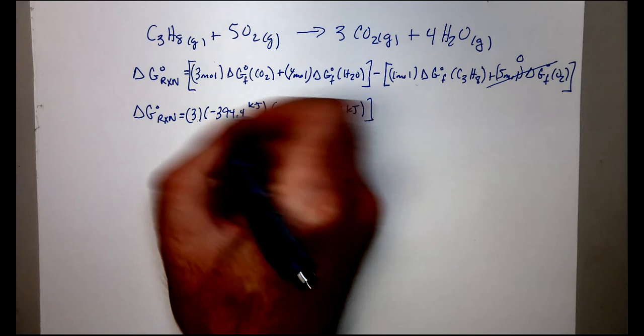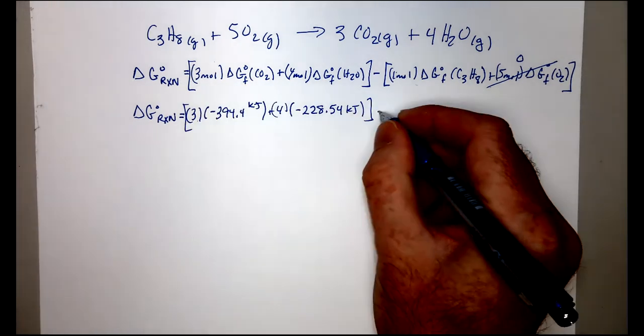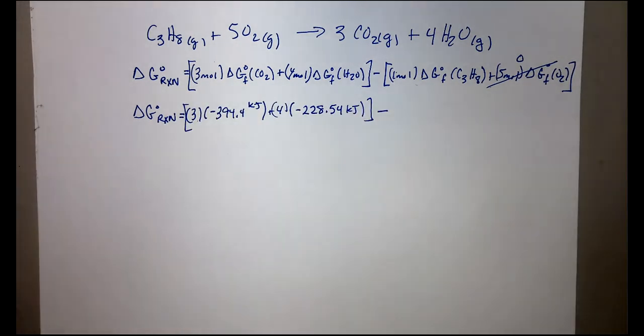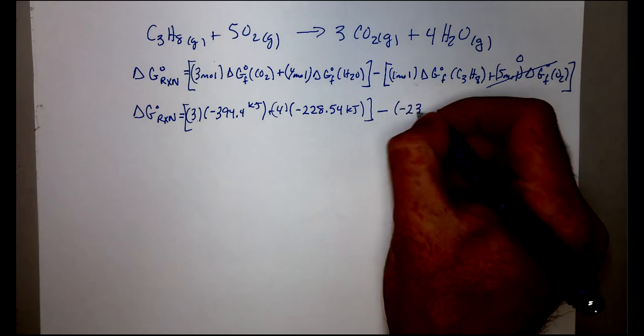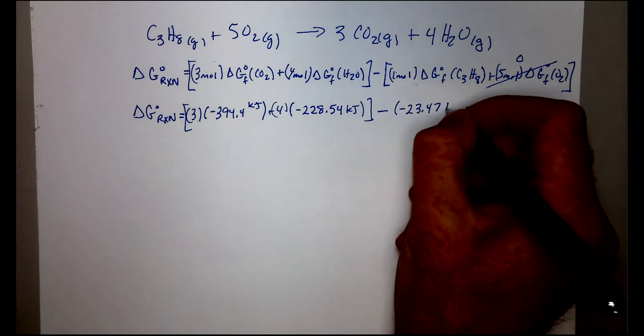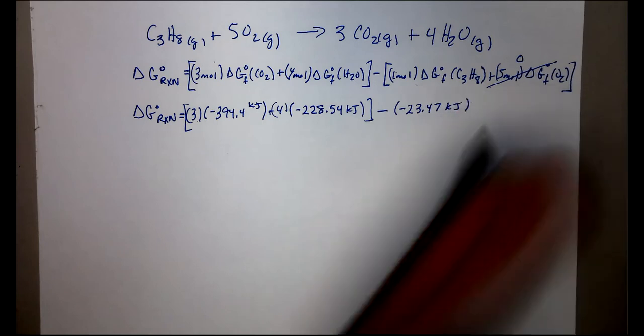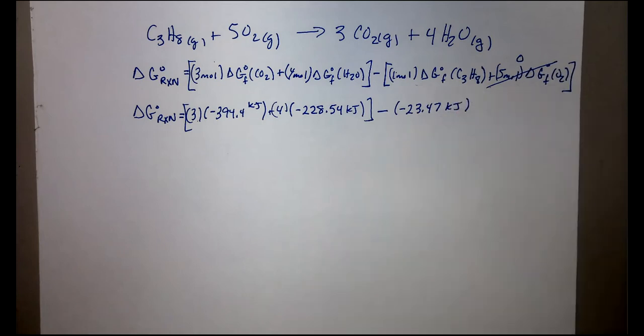That's my product side. Then I'm going to subtract the Gibbs energy for the propane. So for propane, the Gibbs energy is a negative 23.47 kilojoules. So then we're going to run that through our calculator.